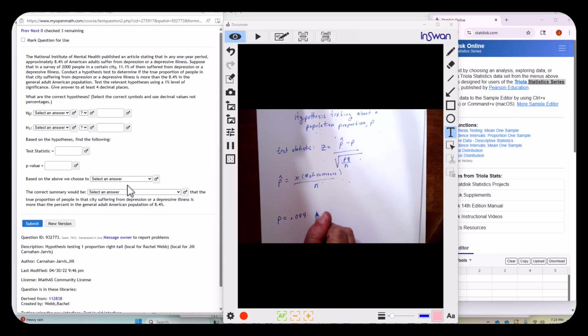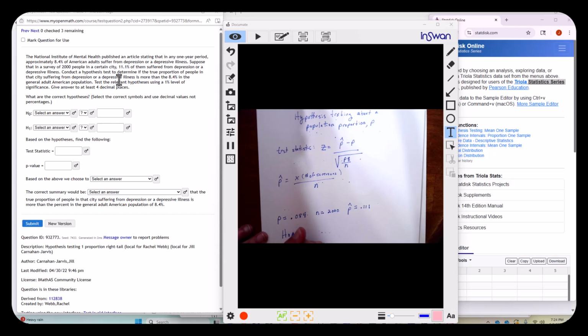Suppose a survey of n equals 2,000 in a certain city has p hat equal to 0.111. Again, just change that to a decimal. Conduct a hypothesis test to determine if the true proportion of people in that city suffering from depression or depressive illness is more than 8.4%.